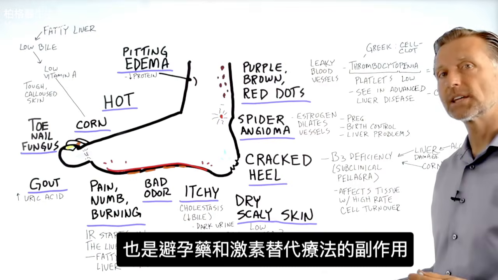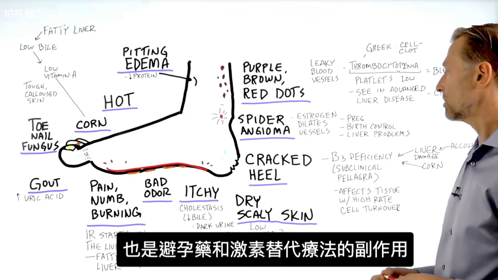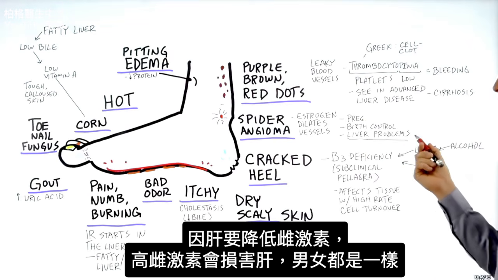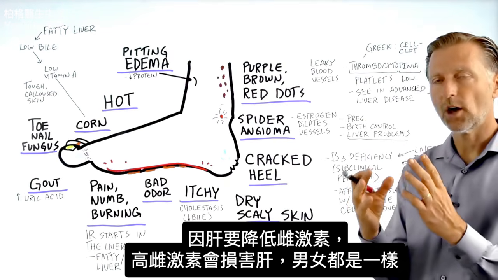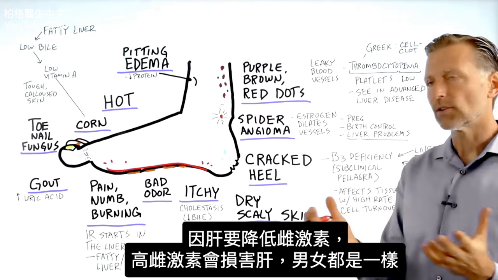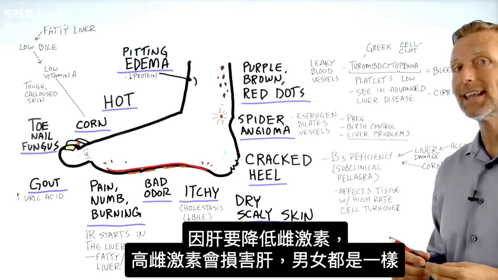Also as a side effect from taking birth control pills, hormone replacement therapy, as well as in liver conditions, because the liver helps to buffer estrogen. And if there's damage in the liver, you're going to have higher levels of estrogen in men and women.